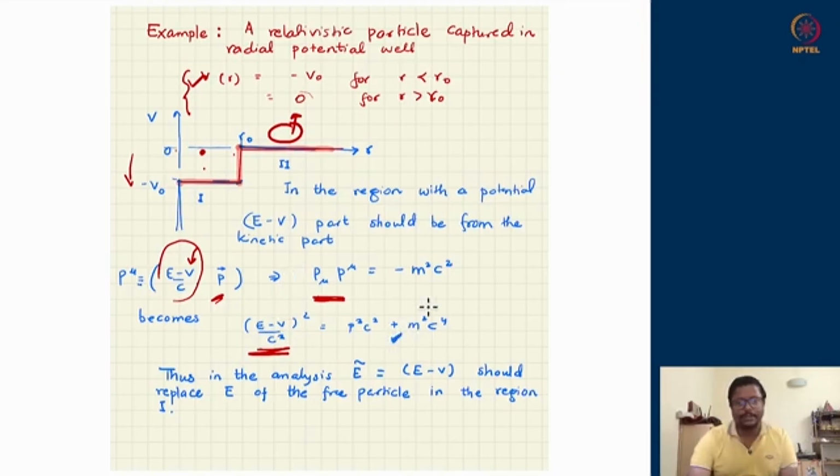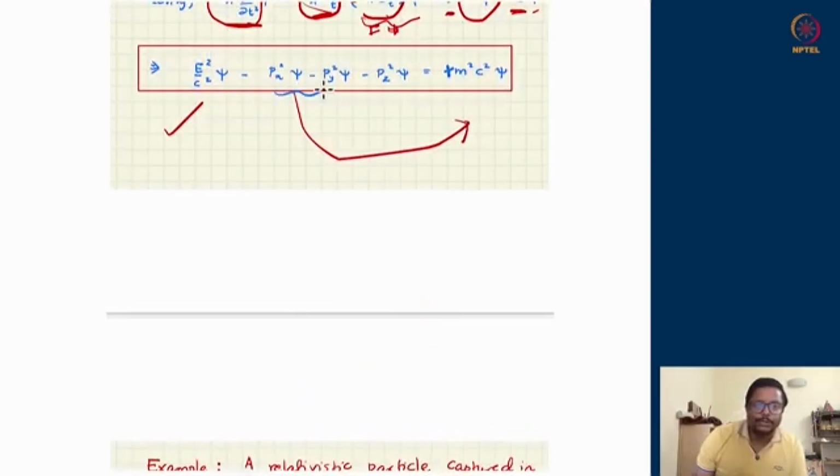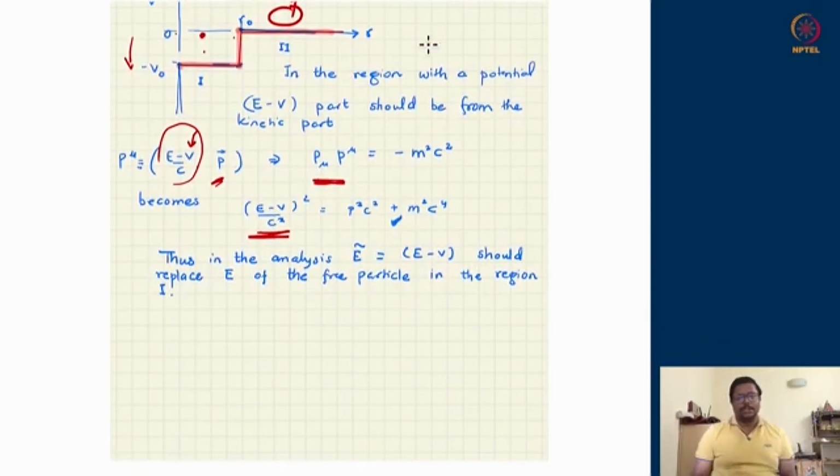So I took the square of the P operator to the right hand side. It added to the m square c square already present over there. And the left hand side would be left with P0 only. And in region 1, P0 is E minus V. So the equation which I have to solve is (E minus V) whole square divided by c square equals P square plus P square c square plus m square c to the fourth. This is the effective momentum-energy relation for region 1.